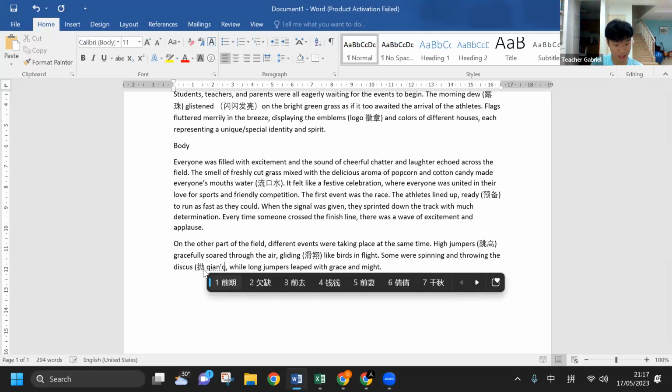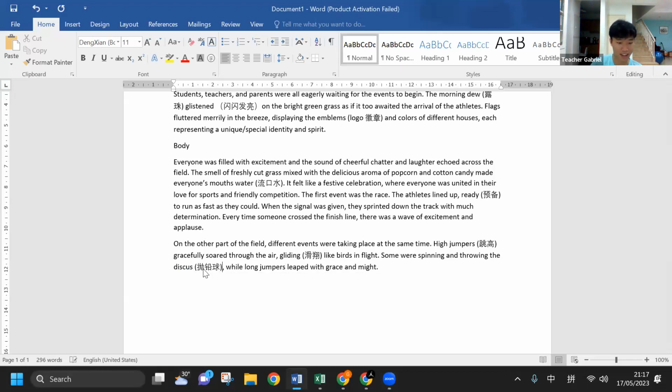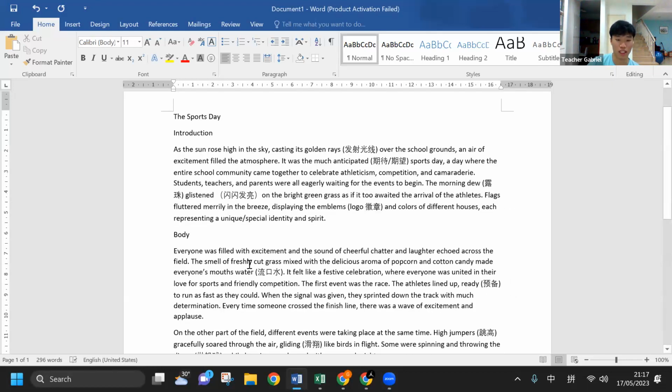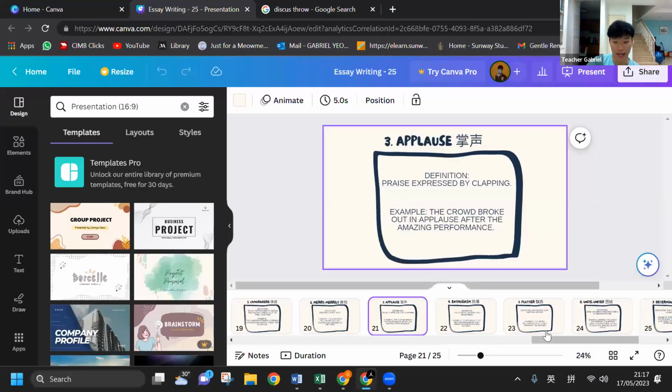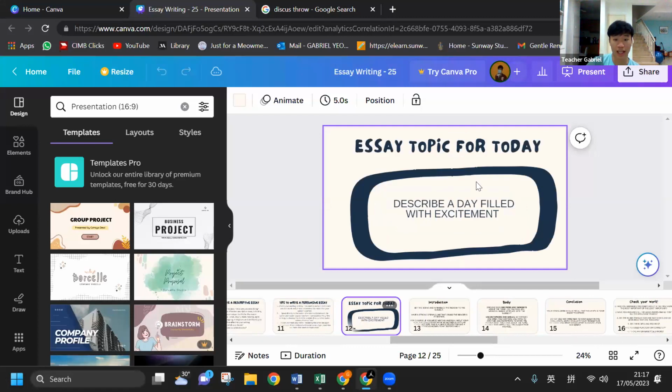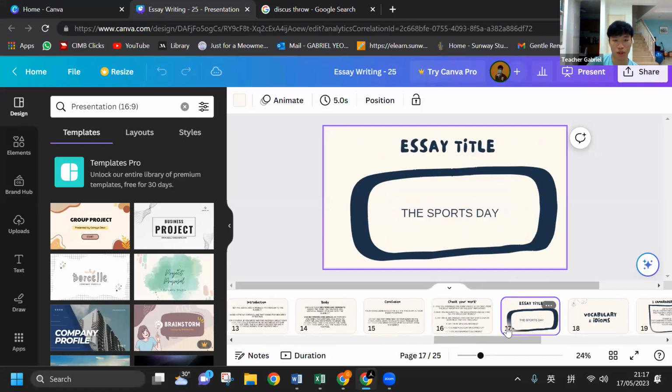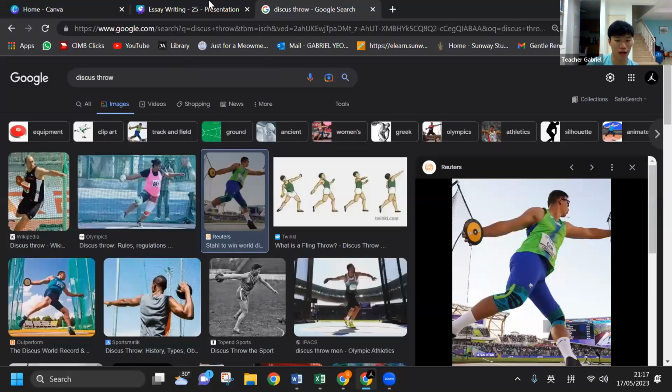Yes, Ziyang, we are writing about sports day. The topic for today is a day that was filled with excitement. What came to my mind was sports day, so that's why we're writing about sports day today. Discus is not a ball, but I think we call it shot put in Chinese, or something like that.